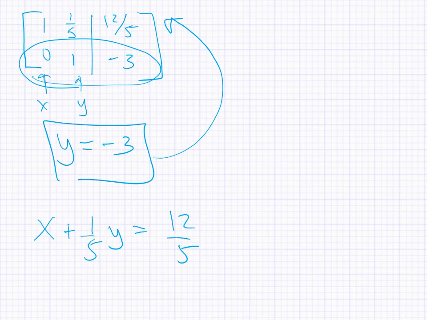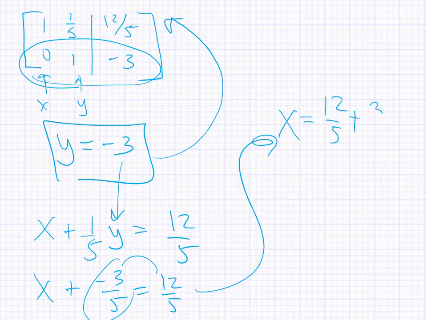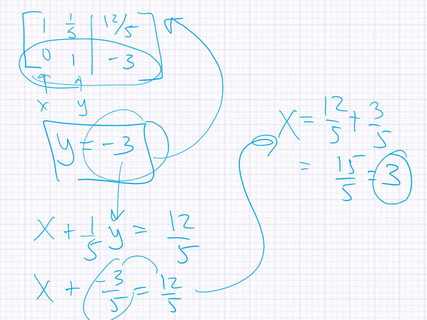I could use it there, or I can go back to one of the original equations, whatever you decide. If we use this matrix in front of us, I would plug this y in here, in which case x plus, this will be negative 3/5 equals 12/5. I can then move this to the other side, and that'll give me that x equals 12/5 plus 3/5, because it's negative. Let's move it to the other side, it'll be plus. So that'll give me 15/5, which will give me 3. So x is 3, y is negative 3, so your solution is 3, negative 3.